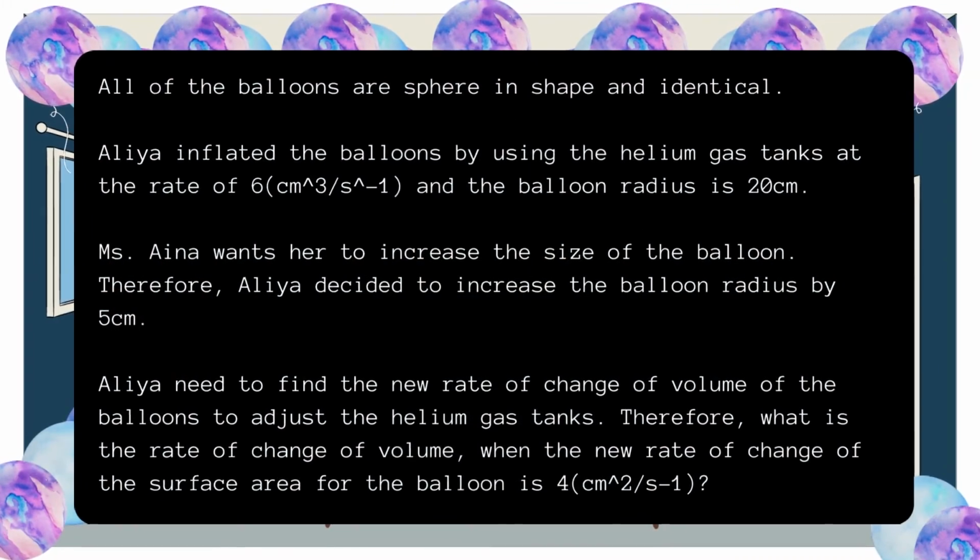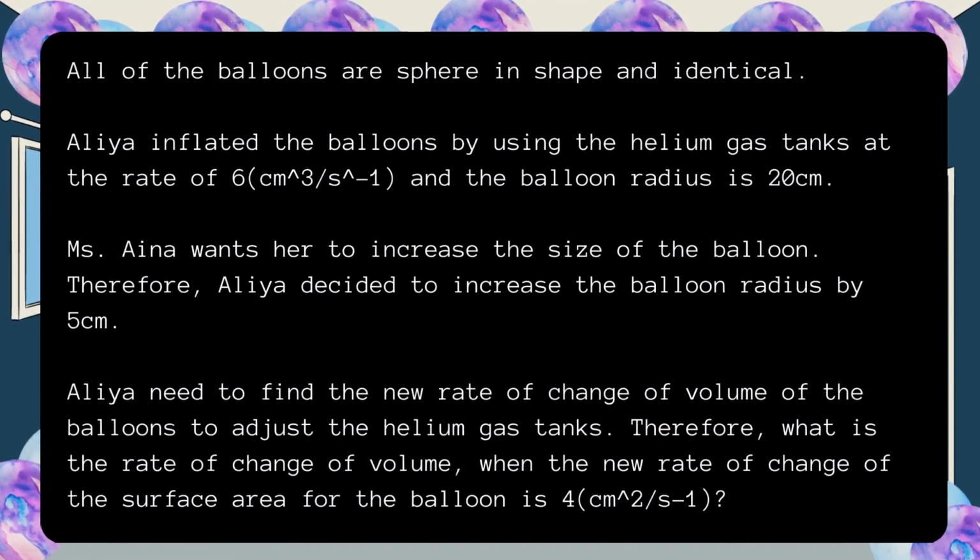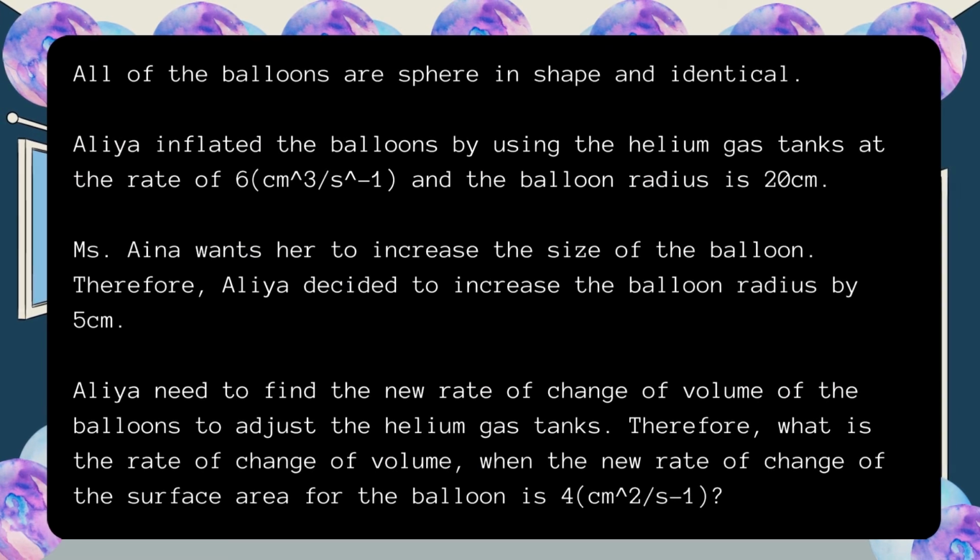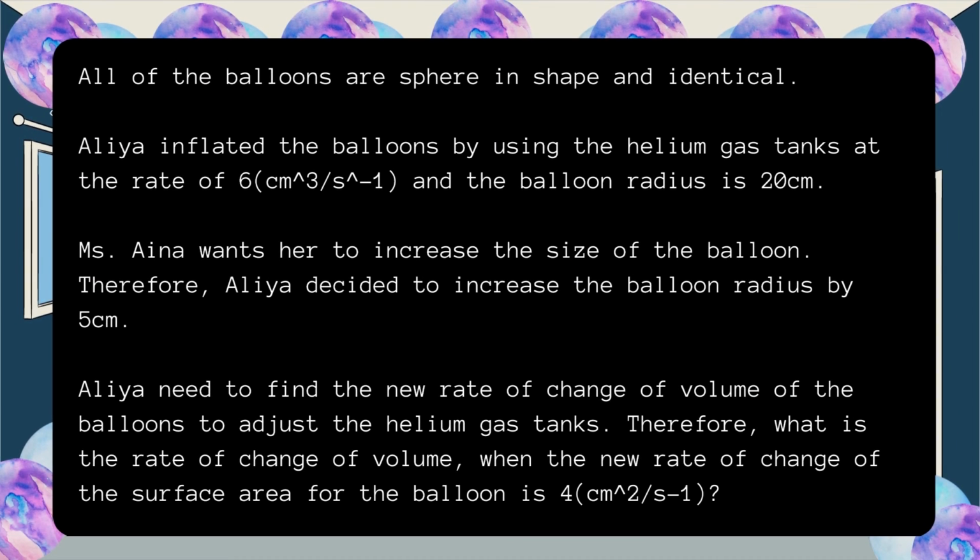Alright, so now let us help Alia with this situation. First of all, the balloons are spherical in shape and identical. Alia inflated the balloons using helium gas tanks at the rate of 6 cm³ per second, and the balloon radius is 20 cm. Miss Aina wants her to increase the size of the balloon, therefore Alia decided to increase the balloon radius by 5 cm. Alia needs to find the new rate of change of volume of the balloons to adjust the helium gas tanks. Therefore, what is the rate of change of volume when the new rate of change of the surface area for the balloon is 4 cm² per second?